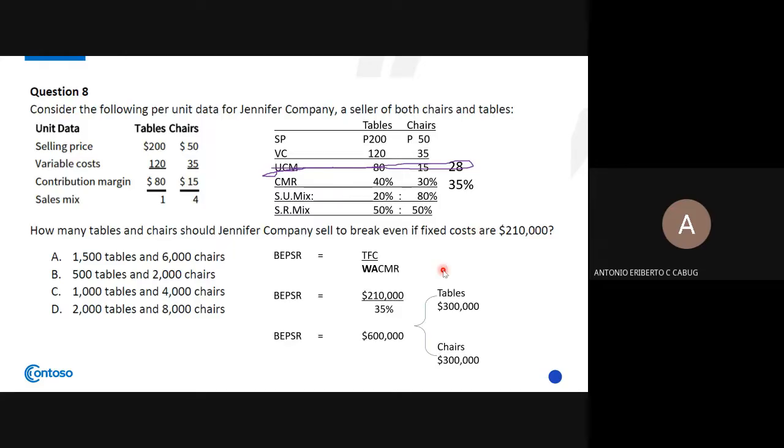Malinaw ba? O, paano natin makuha yung 1,500 tsaka 6,000? Divide the revenues by their corresponding prices. 200 yung bawat isang table. 50 yung bawat isang chair. 300K over 200 is 1,500 units. 300K over 50 is 6,000 units, giving you the same answer. Letter A.